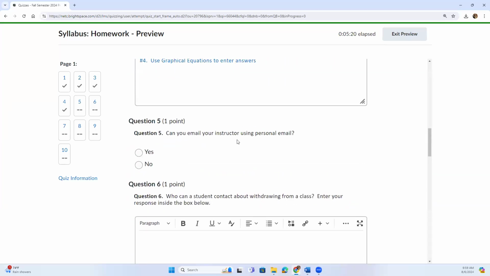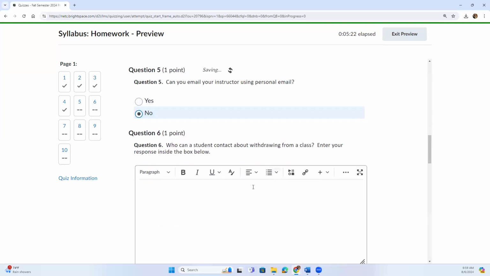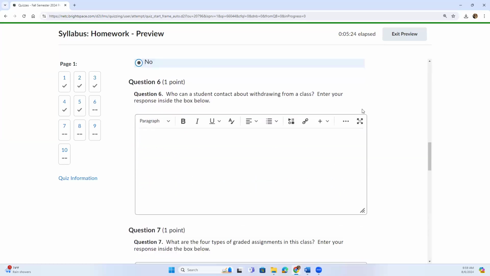All right, question number 5. Can you email the instructor using a personal email? The answer is no. Who can a student contact about withdrawing from a class? A student can contact the enrollment center or student services at the same number, or you can contact the instructor using your NETC email, TTO instant message, or text message. This is who you can contact about withdrawing from a class.